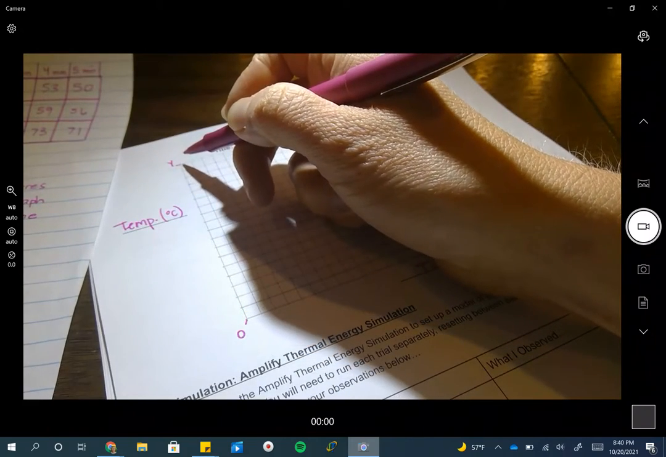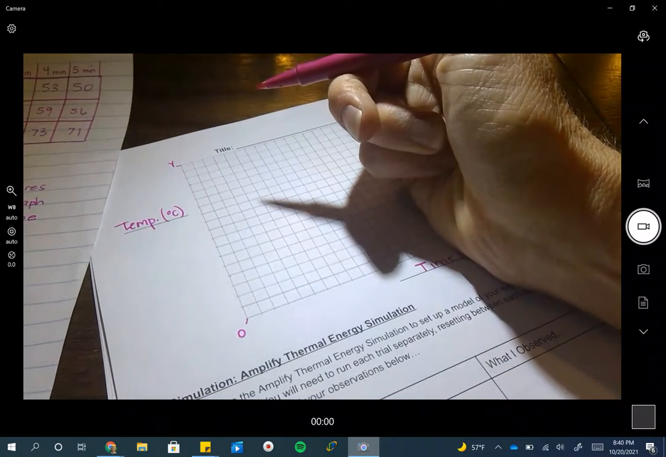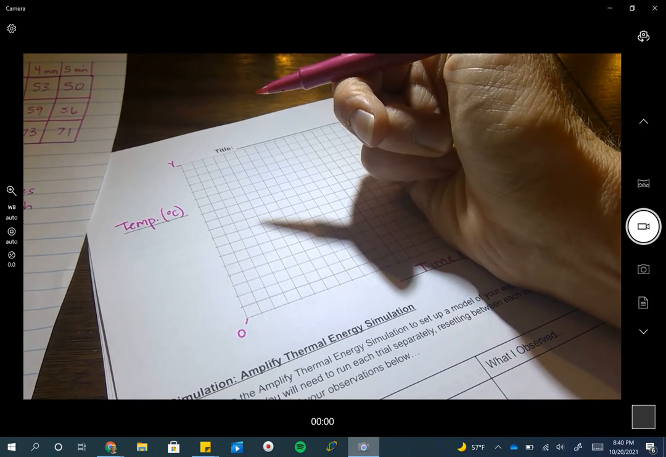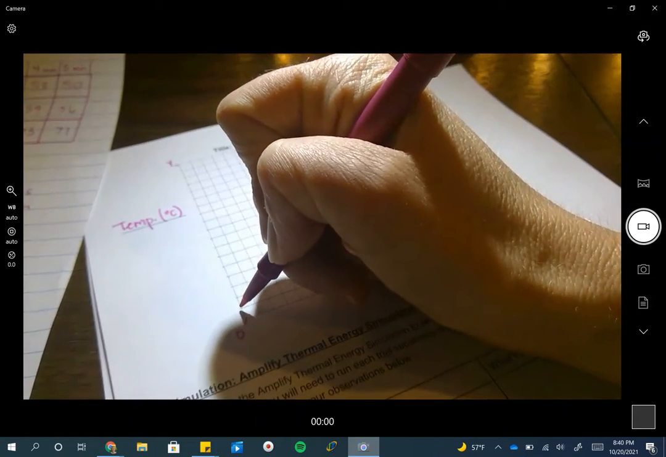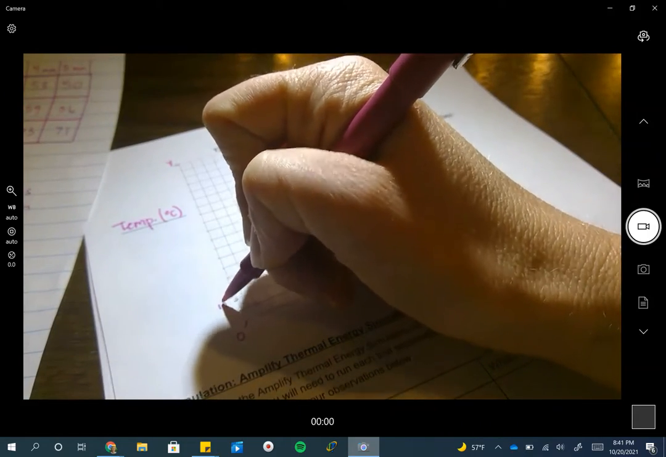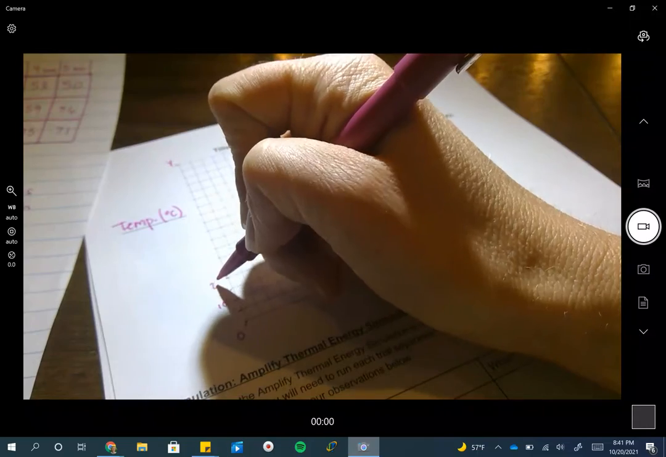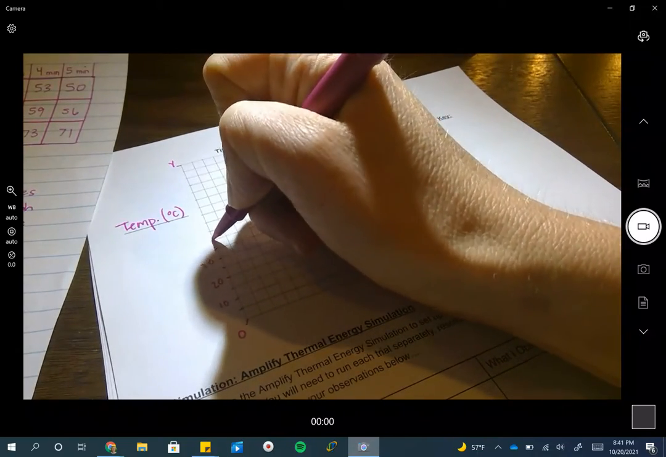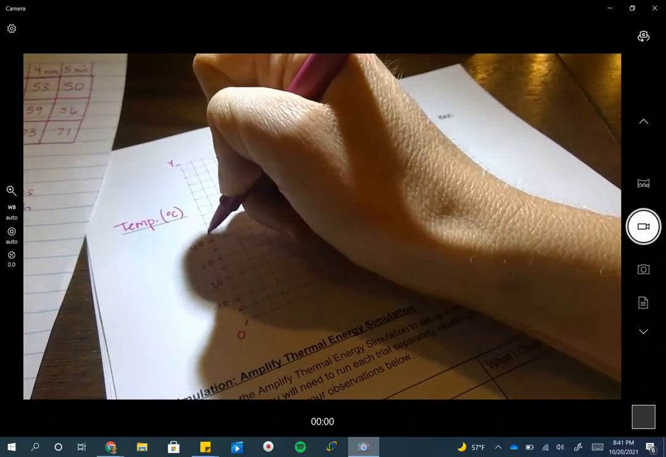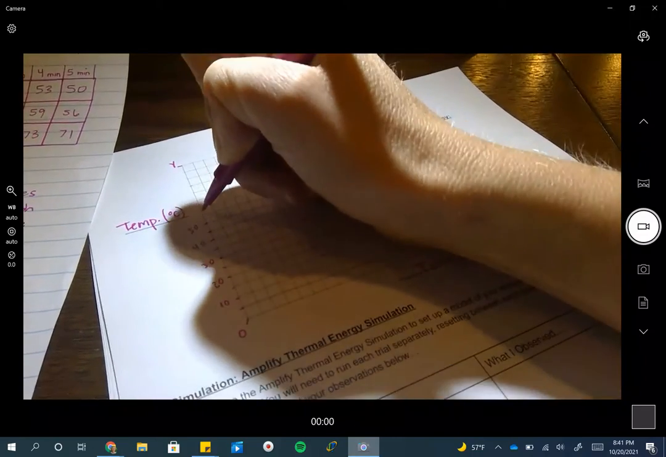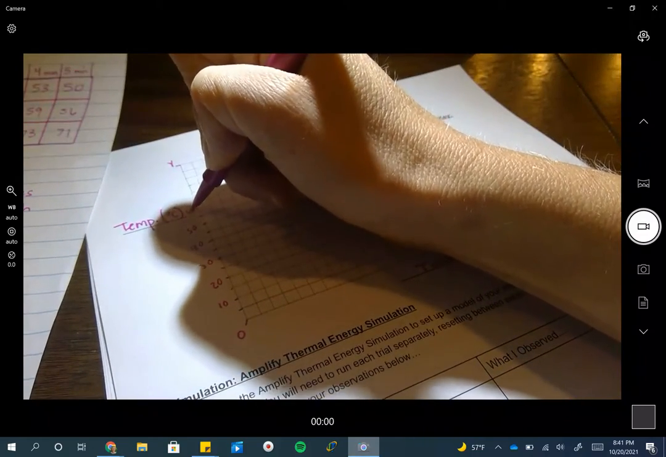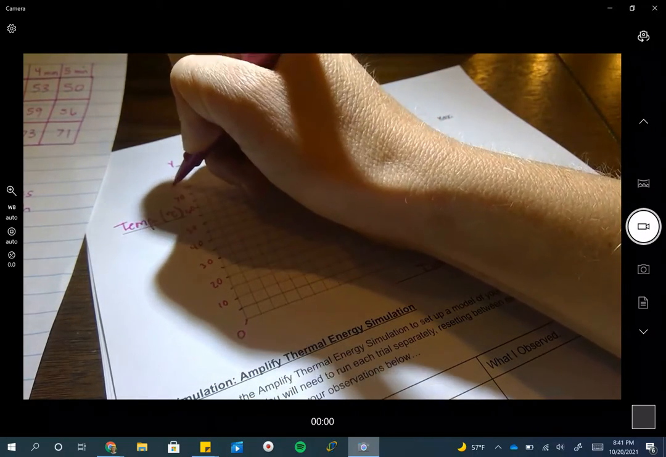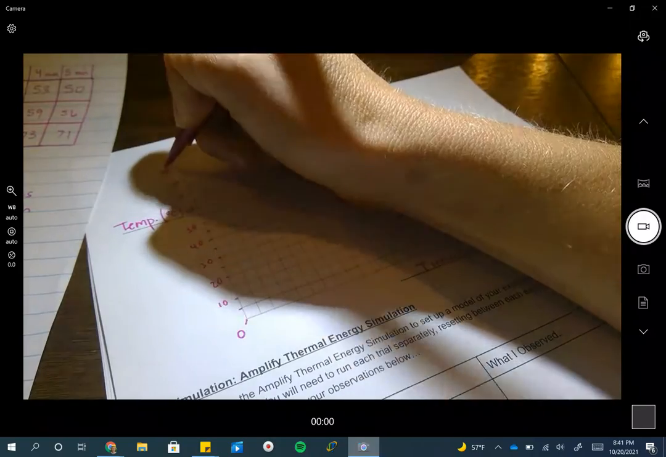I've got 18 boxes. So I'm going to say that I'm going to count by fives. So this would be 10, 20, 30, 40, 50, 70, 80, and 90 degrees.